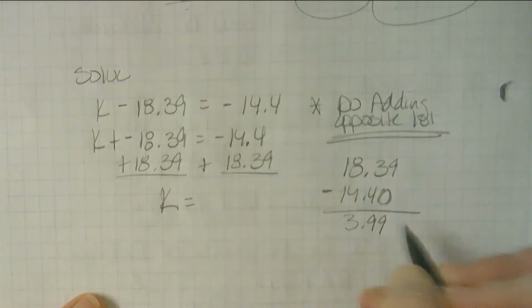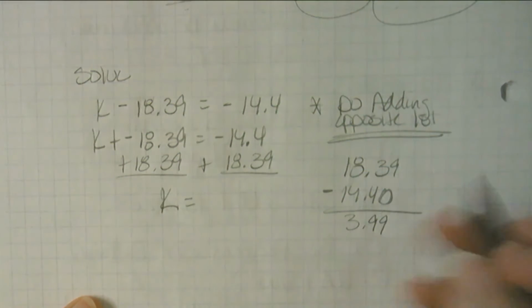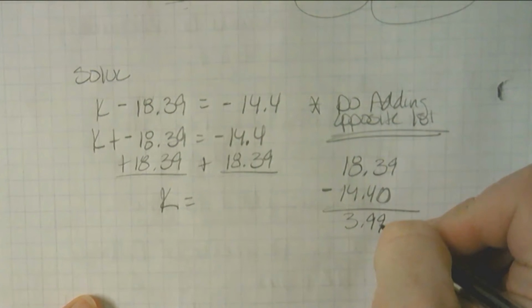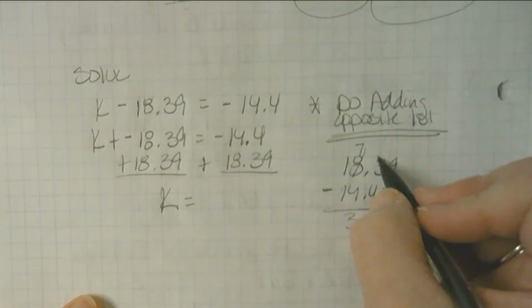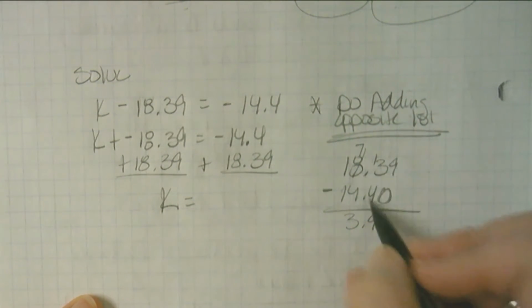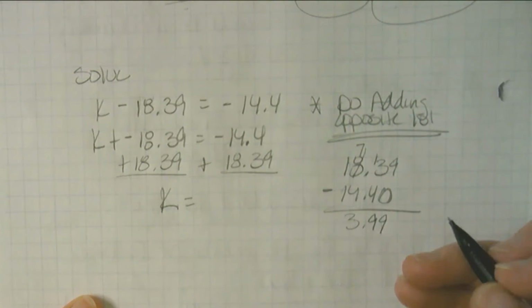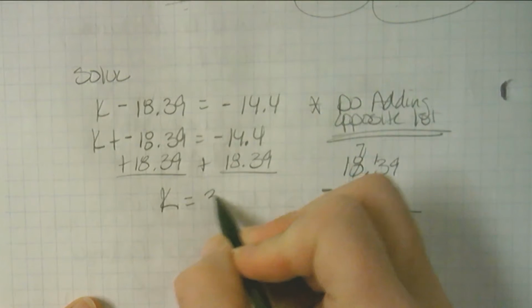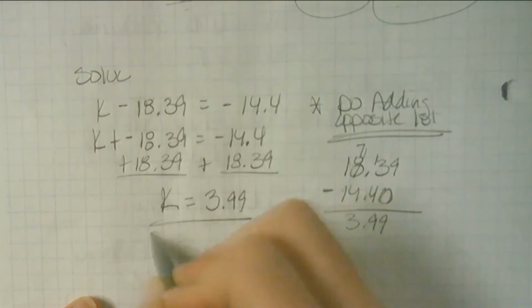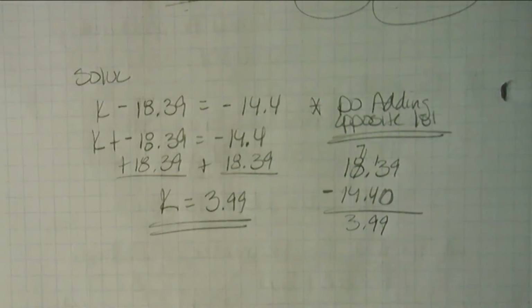How many of you guys got 3.99? All right, well, let's check it. So 9 minus 0 is 9. I'm going to change that 8 to a 7 because I need to borrow. 13 minus 4 is 9. 3, yep, I agree with that. Positive or negative? Yep. How many of you guys are cool with these skills?